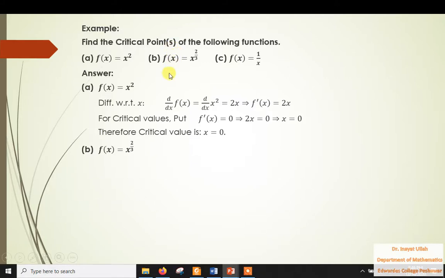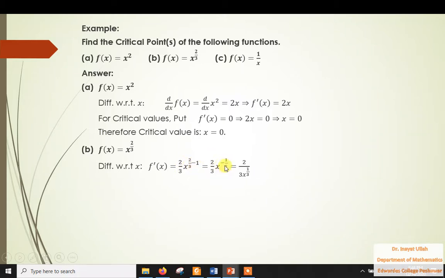Similarly, part B, f of x equal to x power 2 by 3. Now differentiate this function with respect to x. That is, we need to use the power rule here. So dropping down this power, using the power rule to find the derivative of this function, 2 by 3 x power 2 by 3 minus 1. Now taking the LCM of 2 by 3 minus 1, you will get minus 1 by 3.